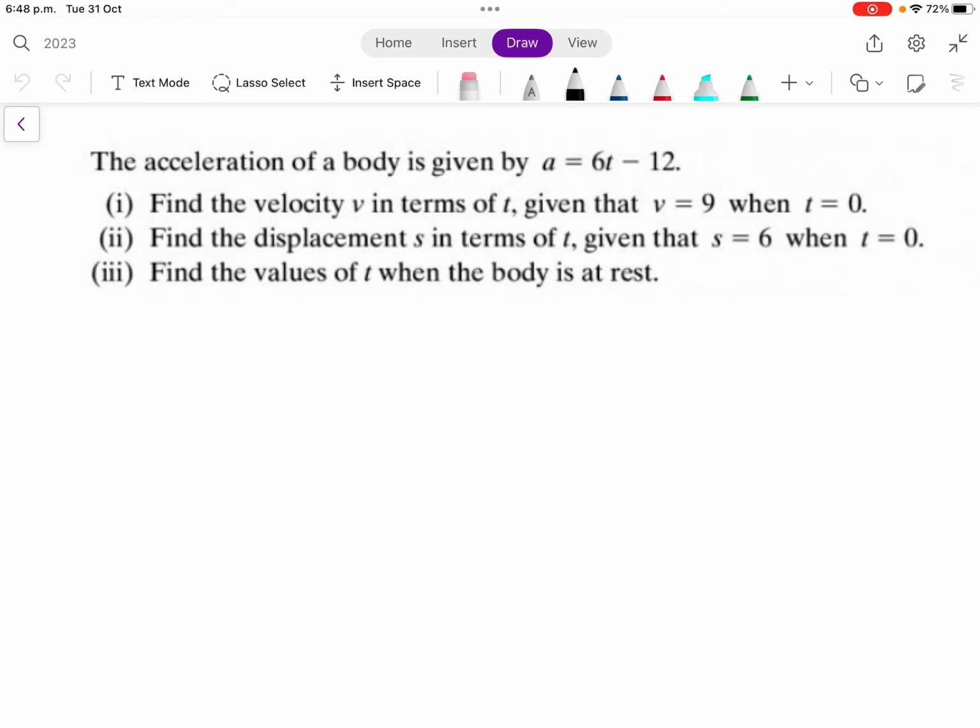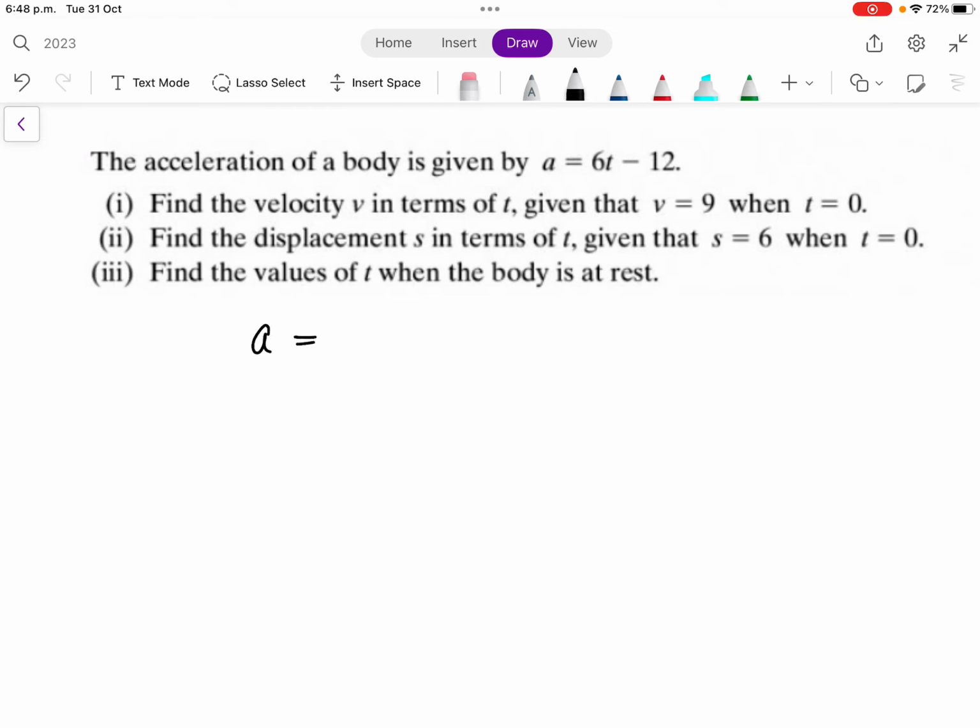Let's look at this question. The acceleration of the body is given by a equal to 6t minus 12. Find the velocity v in terms of t, given that v equal to 9 when t equal to 0. So let's first consider only the first part of this. I'm just neglecting the other part. Considering the first part, finding the velocity v in terms of t.